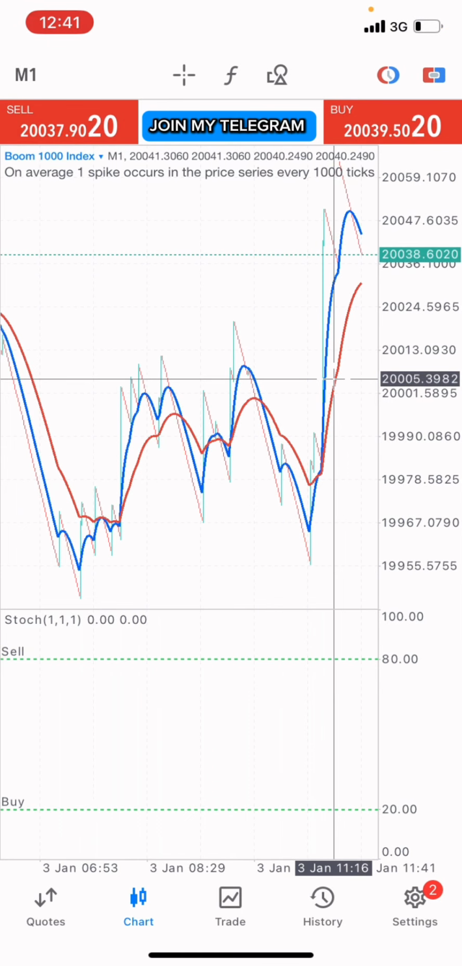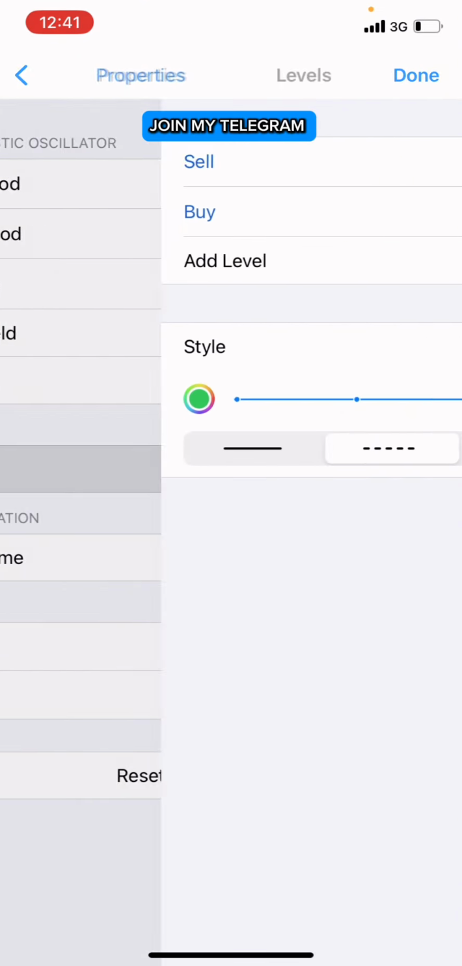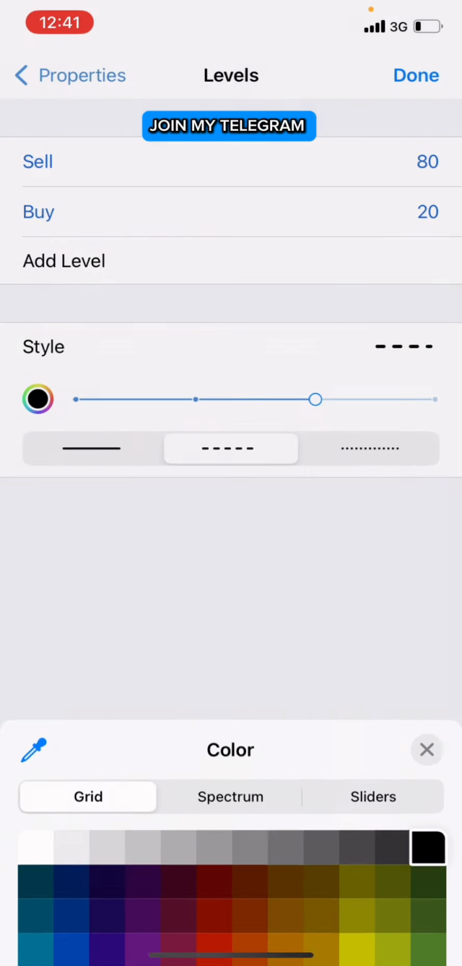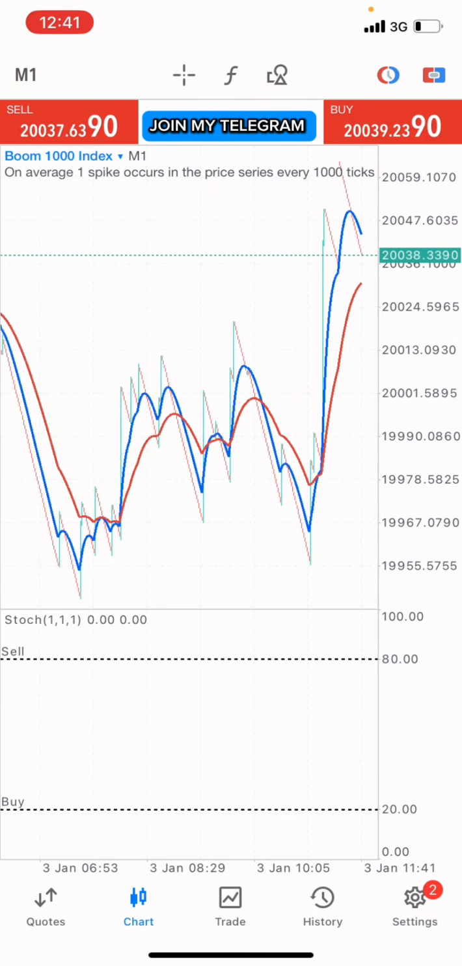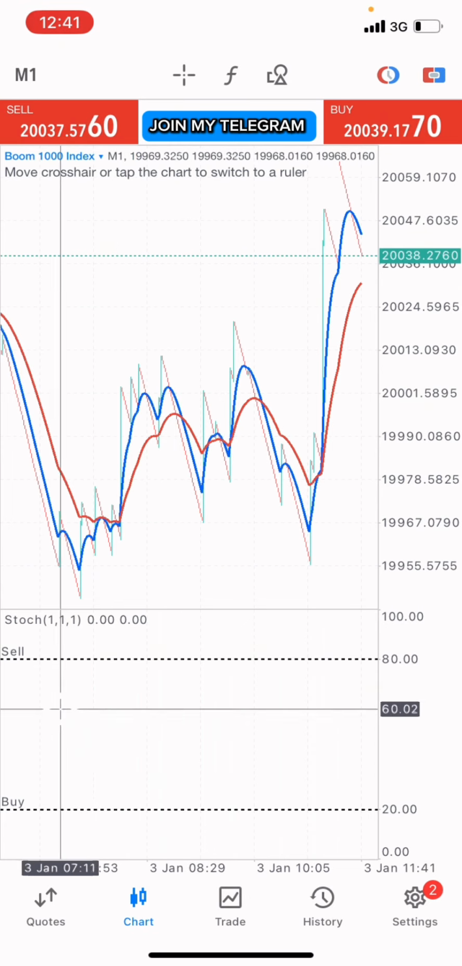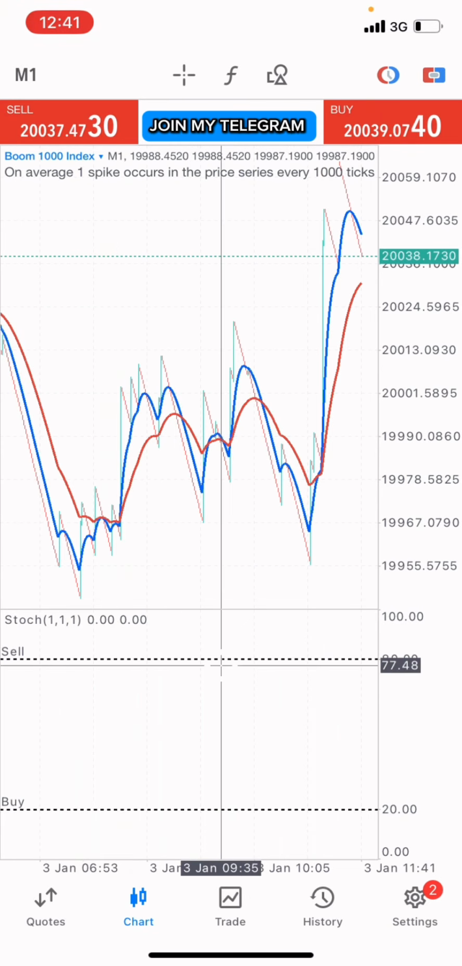Perfect. Then what we're going to do at this point is change the levels. We're going to put this color to black. Color black, then done. So this is a black color, this is a black color, sell and buy. Hope you understand the point.